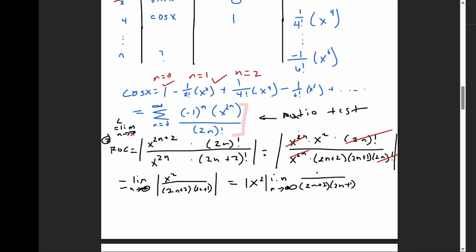So infinity on the bottom, that's going to be 1 over infinity, and we know that's 0, right? So this is going to be equal to 0, and that's less than 1. So according to the ratio rule, this converges, right? And now we check if there are any exceptions for x.